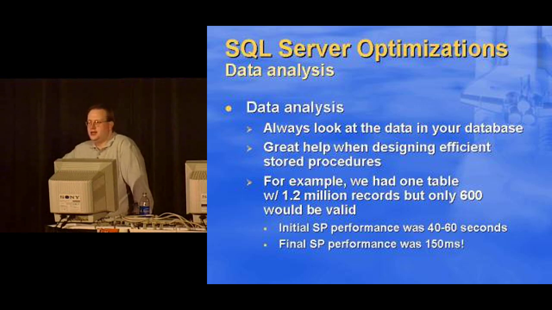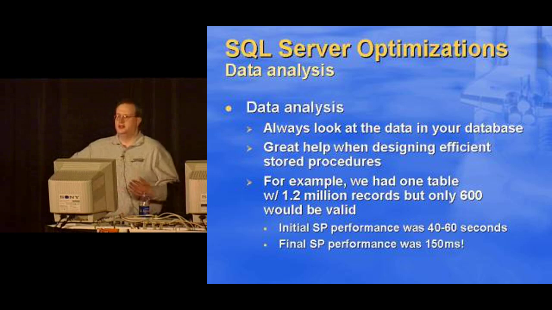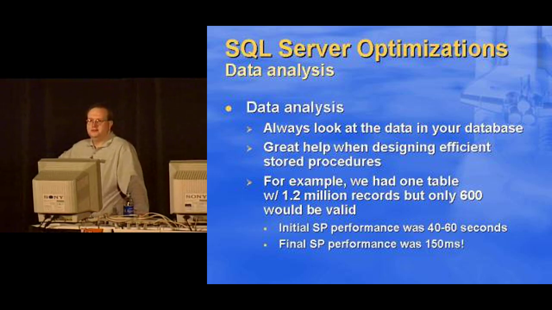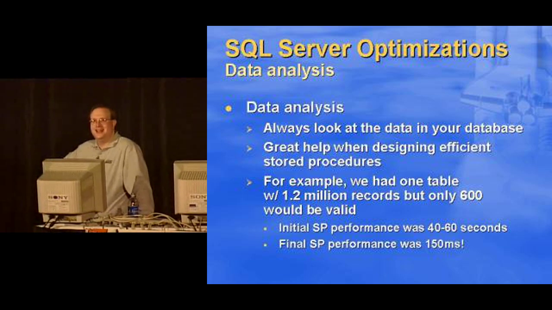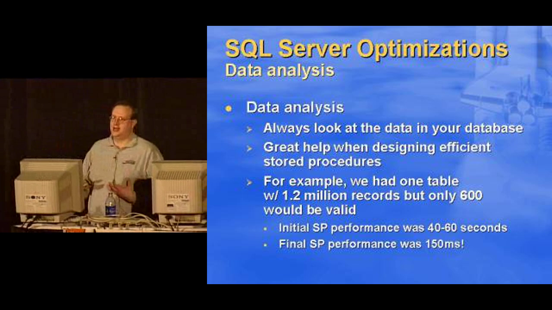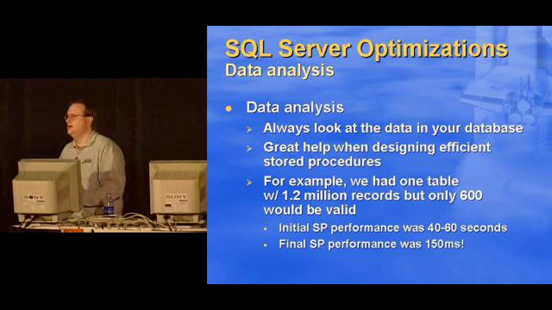So we said, okay, well, fine, we'll code our stored procedure to only use valid records. So instead of 1.2 million records, which took about 40 to 60 seconds, we did 600 records, which took a lot less, right? Which do you think is going to be faster? You're not always going to be able to get a good indicator from this, but it can be useful.